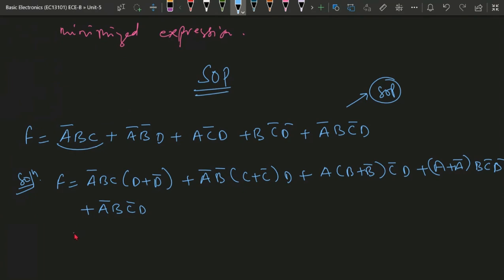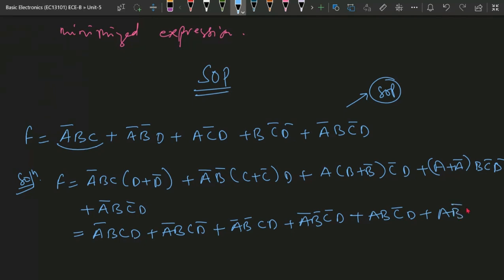Now we need to expand it. After expanding, we will get A bar B C D plus A bar B C D bar plus A bar B bar C D plus A bar B bar C bar D plus A B C bar D plus A B bar C bar D plus A B C bar D bar, A bar B C bar D bar, and then A bar B C bar D. And this is the case.